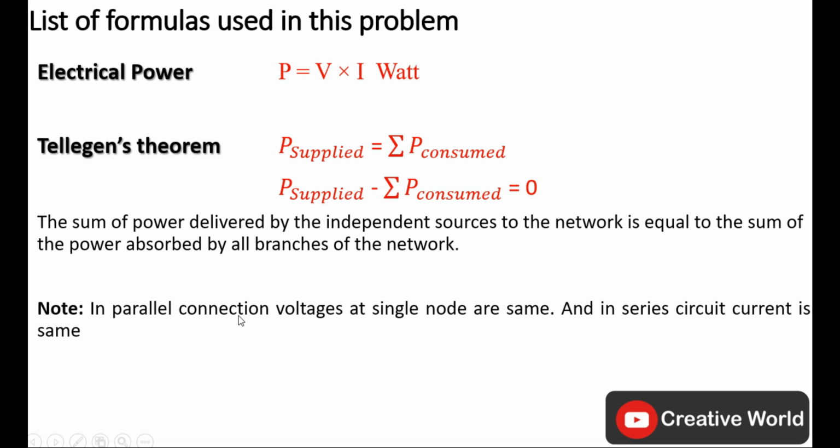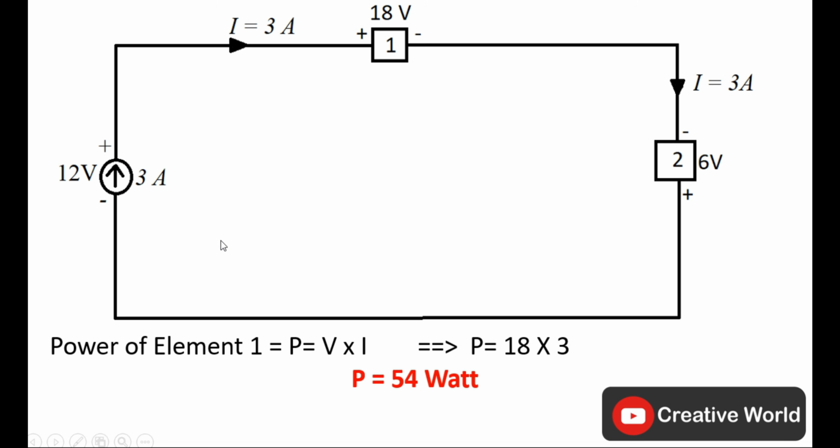The other thing which I told you in an earlier tutorial is that voltage in a parallel connection remains the same and current in a series connection remains the same. Here I have redrawn that circuit, and you may see that all the black fonts are labeled as given in the scenario. Firstly, we will calculate the power of the 18 volt source, and this is pretty simple.